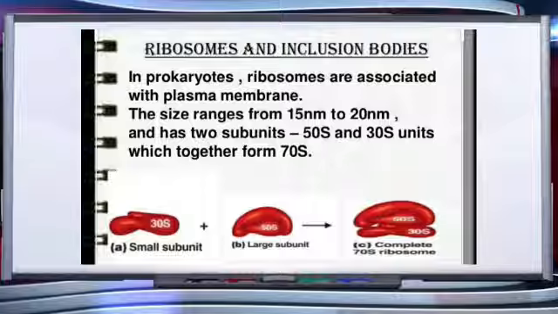In prokaryotes, ribosomes are associated with the plasma membrane. They are about 15 nanometer by 20 nanometer in size and are made up of two subunits, 50S and 30S units, which when present together form 70S prokaryotic ribosomes. Ribosomes are the site of protein synthesis. Several ribosomes may attach to a single mRNA and form a chain called polyribosomes or polysome. The ribosomes of a polysome translate the messenger RNA into proteins.